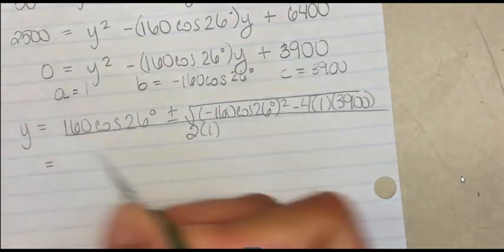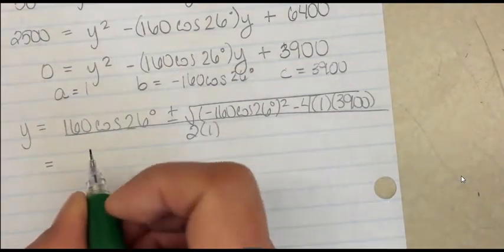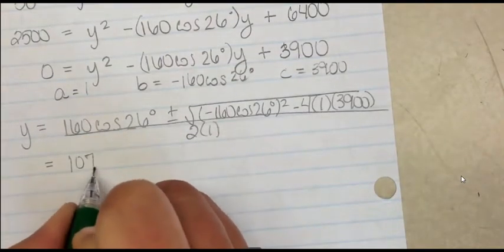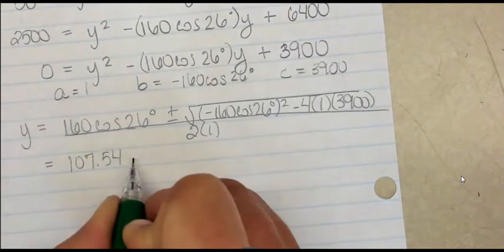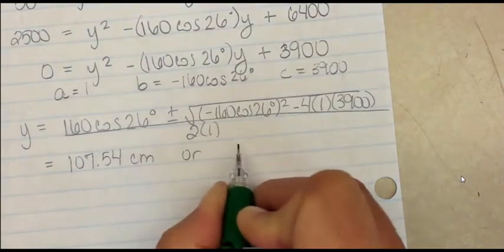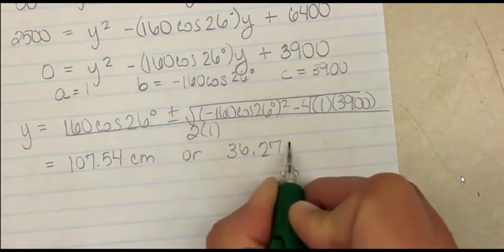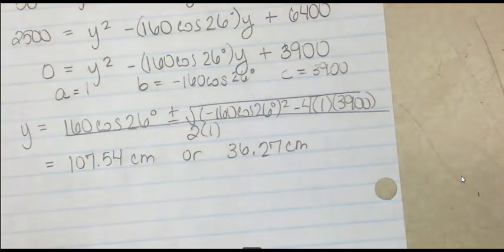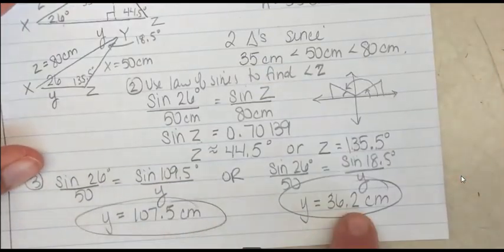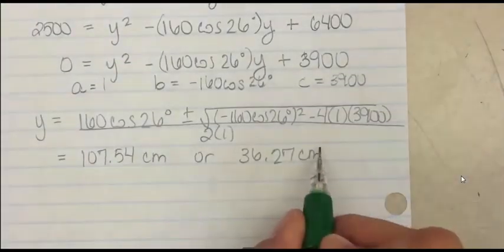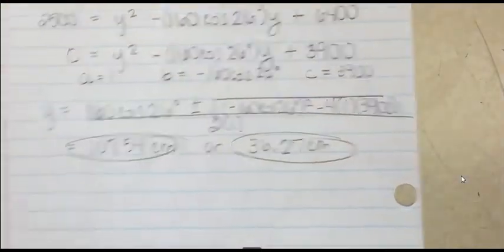Putting that all into your calculator, you're going to get two different answers here, and one of them is going to be 107.54, and the other one's going to be 36.27, which matches my other two answers. I rounded a little bit much here, but you can see that that also gives me my exact two answers without having to think too much about it.